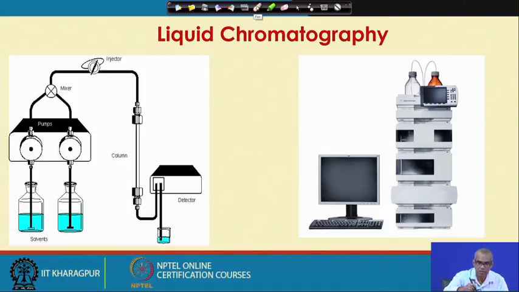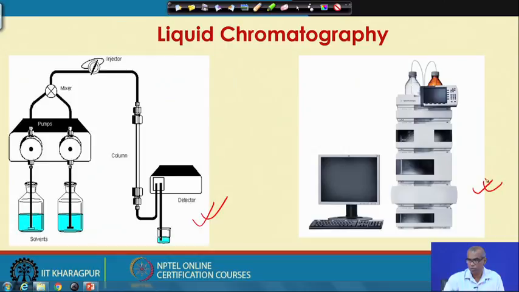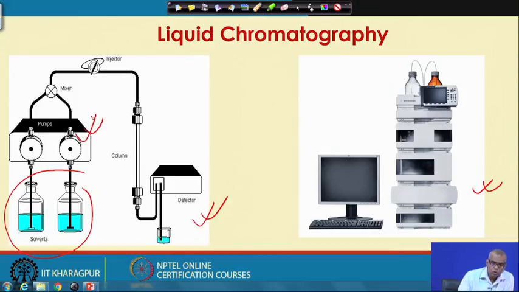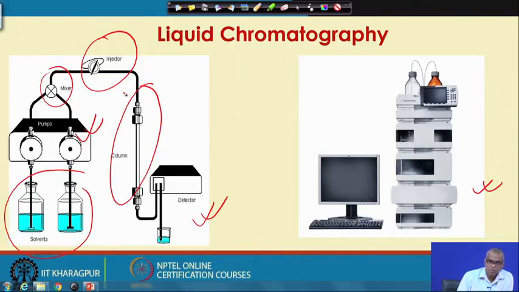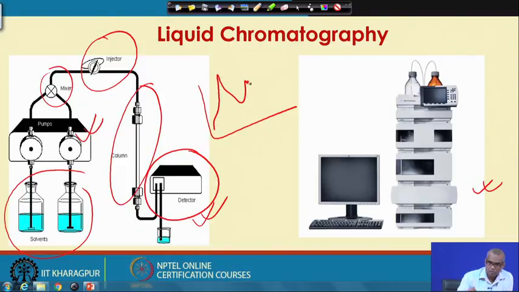So, this is a schematic of the liquid chromatography, and this is a real photograph. So, you have the solvents, you have the pumps, so they are mixed, you have the sample injection system, you have the column through which the mobile phase is passed at high pressure, and then from the other end of the column the mobile phase enters the detector, which produces a chromatogram, which is detector signal versus time plot.